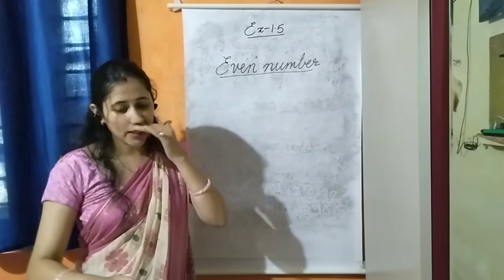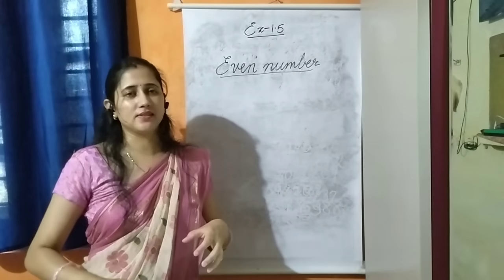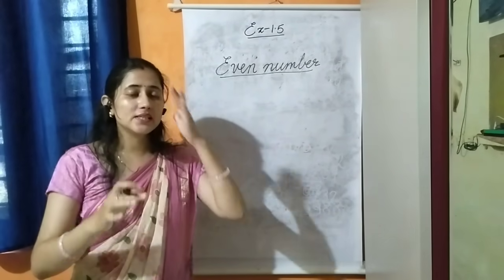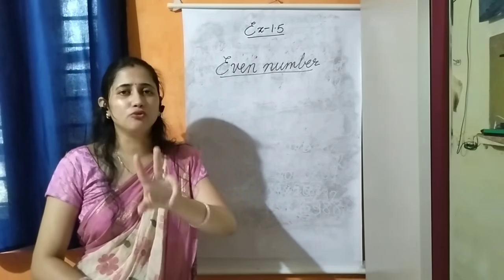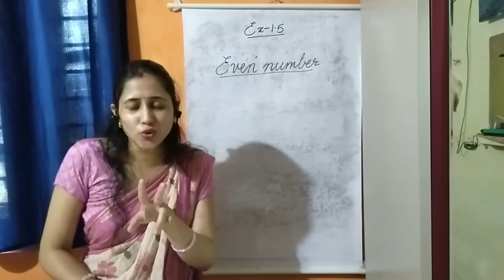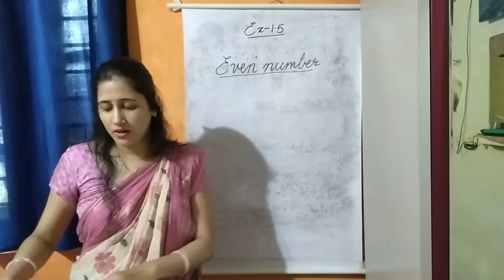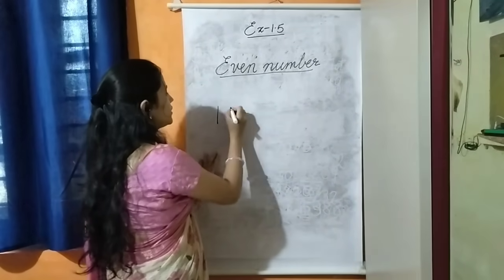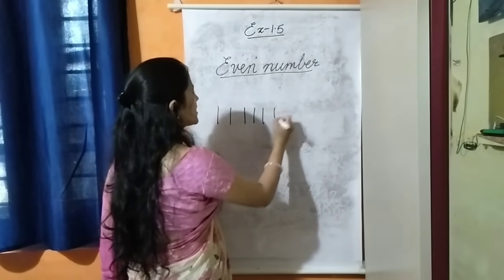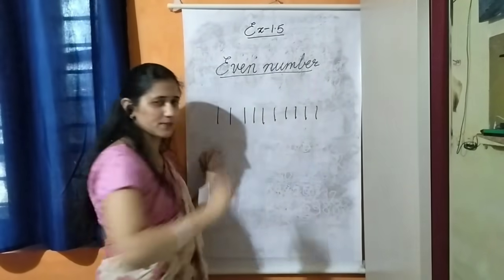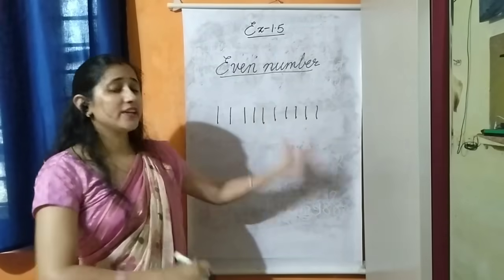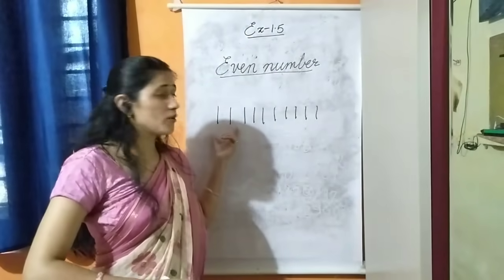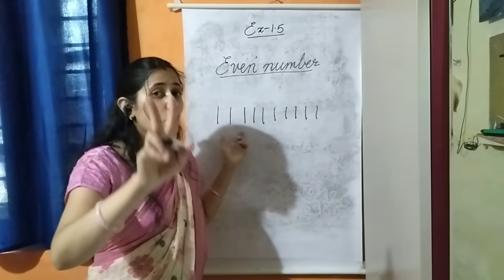the numbers which can be put into pairs are even numbers. Okay, pair means a set of two. Pair means a group of two. Okay, like I am drawing here 1, 2, 3, 4, 5, 6, 7, 8, 9, 10 lines. Okay, so to find out 10 is even or not, what we will do? We will form the pairs. Pair means a set of two.